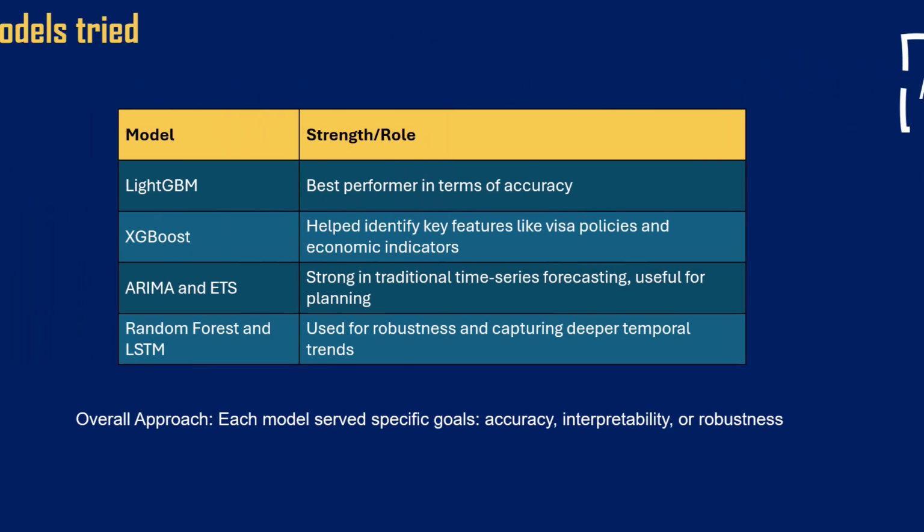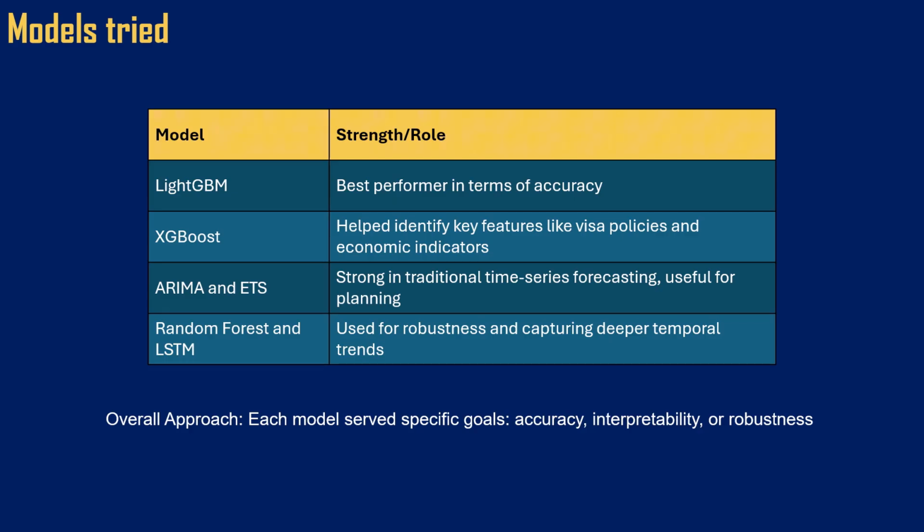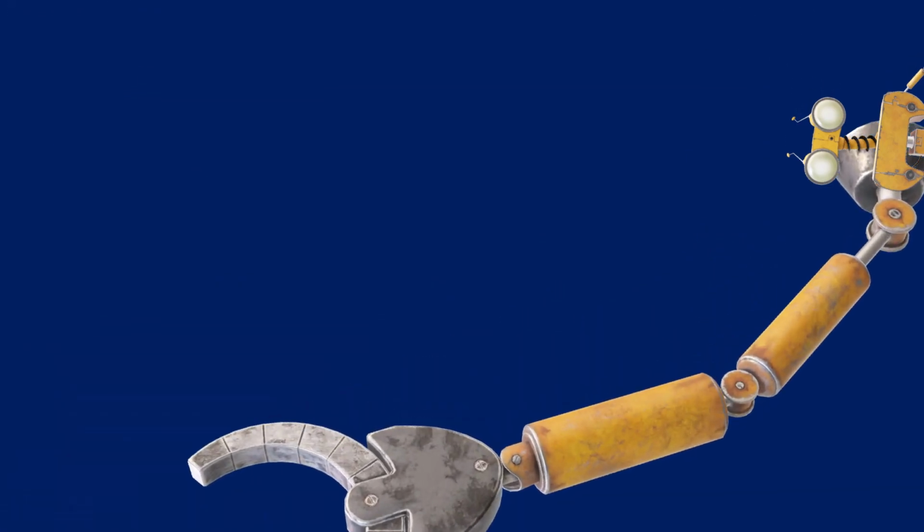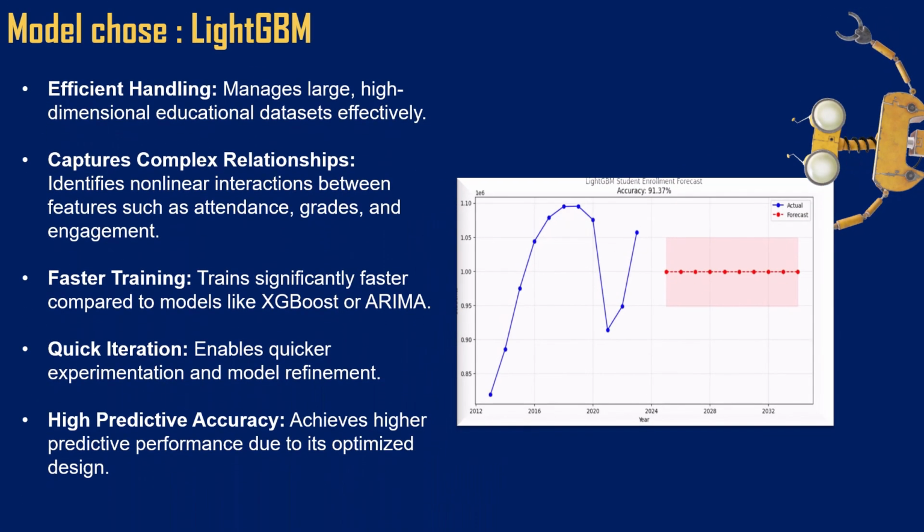Thanks, Vamsi. During model development, we experimented with several machine learning models like XGBoost, ARIMA, ETS, Random Forest, and LSTM to find the best fit. After evaluating their performance, we selected LightGBM, a gradient boosting framework that provided the best results for our dataset. LightGBM was chosen because it handles large, high-dimensional educational datasets efficiently, captures complex nonlinear relationships between features like attendance, grades, and engagement, and trains significantly faster than other models like XGBoost or ARIMA, enabling quicker iteration and higher predictive accuracy. I'll hand over to Janani now.